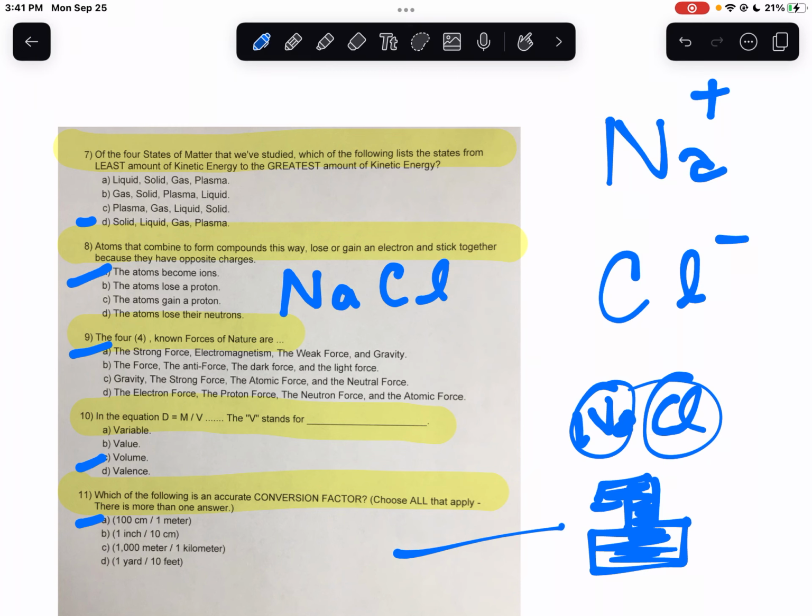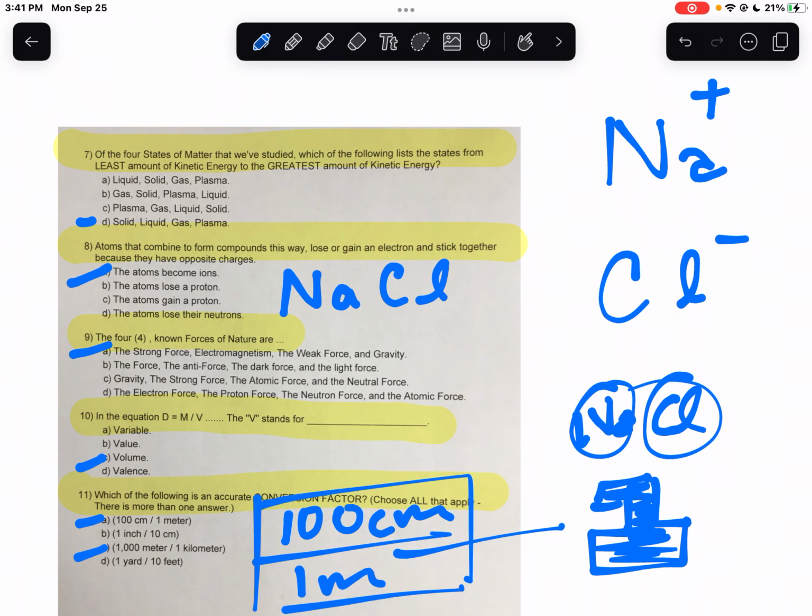And if you look at 1,000 meters in 1 kilometer, that was also one. In other words, these are fractions where if you have 100 centimeters over 1 meter, you've got yourself really a giant 1. It really means the same thing on top and on bottom, the numerator and the denominator. It's just a different way of writing the same value. 1 yard, 10 feet, afraid not. That is not one of our conversion factors.